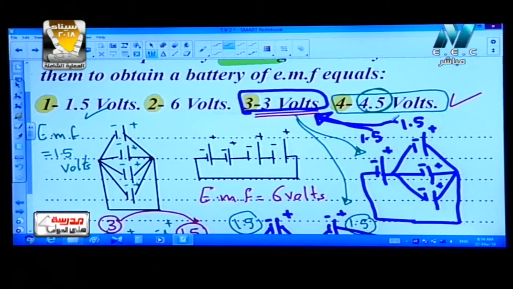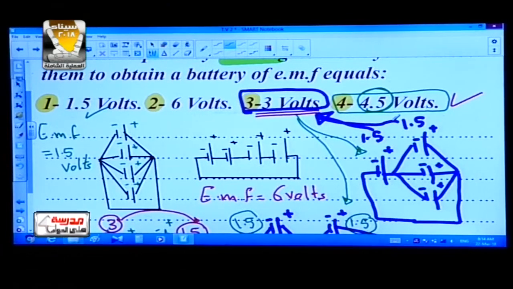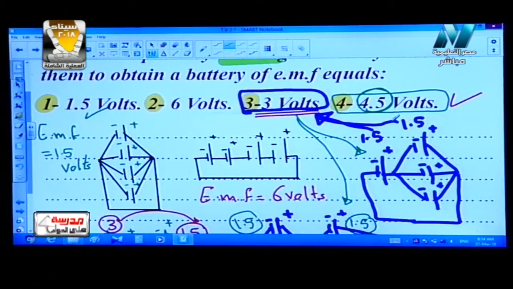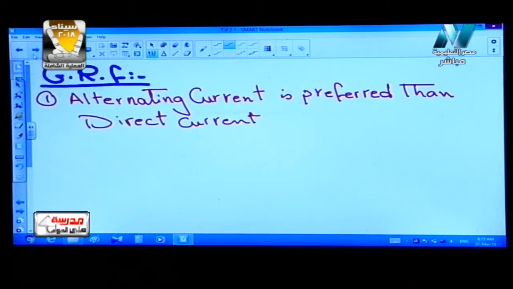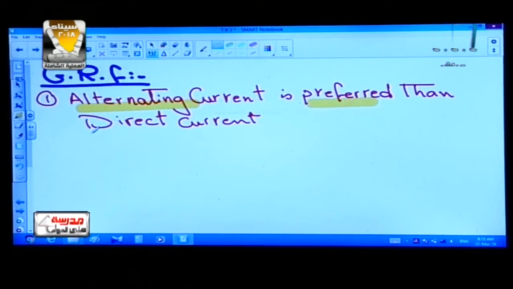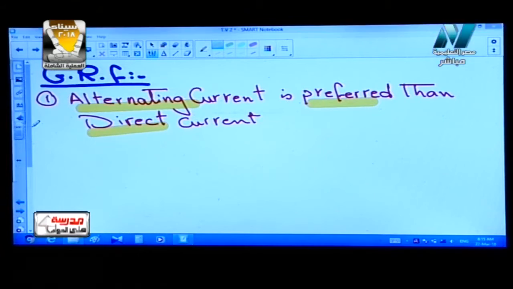Okay, so here, dear students, in this type of problems we should connect the electric cells either all in parallel, or all in series, or mix between parallel and series connection. طيب لما نيجي مع بعض in the other type of question, it says that alternating current is preferred over direct current. We use alternating current in preference to direct current.